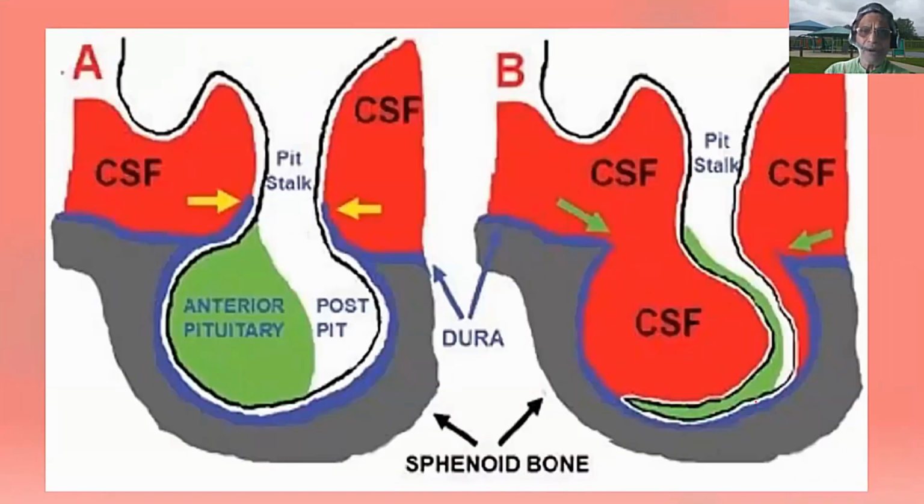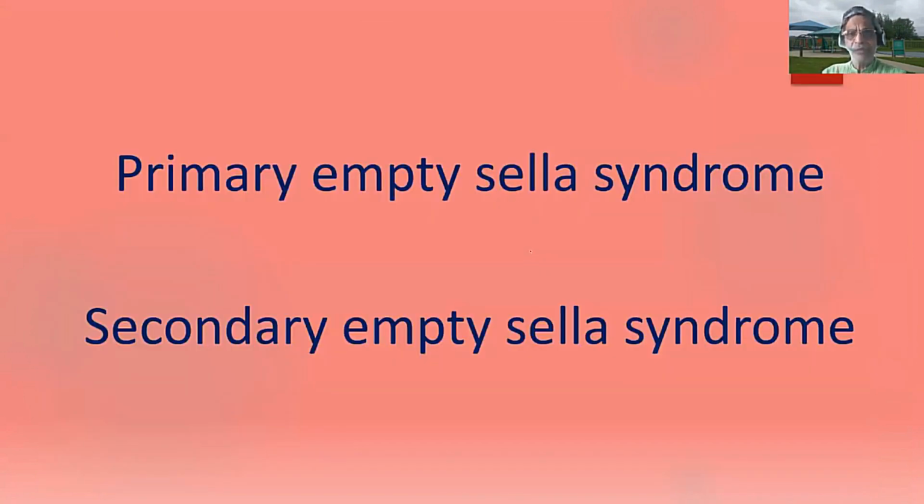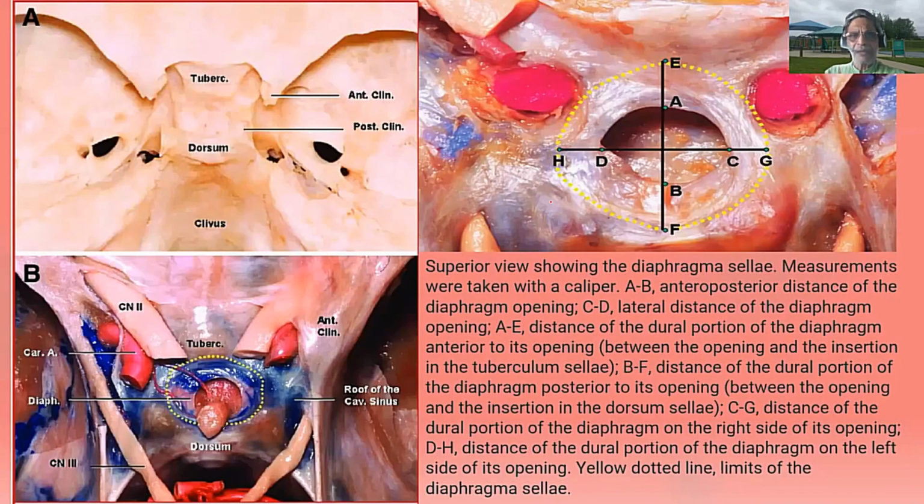Now I will tell the same thing. CSF is complete here, and can you see this? Normal CSF. This is the sphenoid bone. Never forget the sphenoid bone, we have the sella. What is primary empty sella, secondary empty sella? Again, I repeat. Can you see this picture here? This is called the diaphragma sellae. Can you see this?